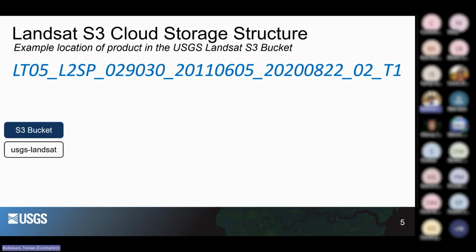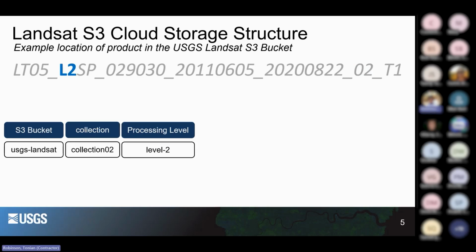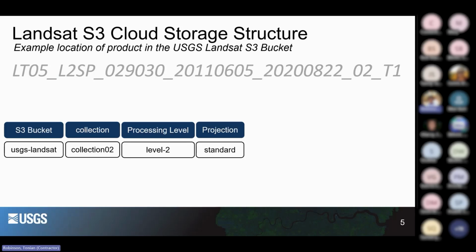Where is it stored? First, it's stored in the S3 bucket, the USGS Landsat S3 bucket. And this is a surface reflectance data product, by the way. It's stored under its collection number, which is 2, and that's highlighted in the name. It's then stored in its level number, which is level 2, since it's a level 2 product. It's then stored under the projection, which is a standard projection, and that's not highlighted in the name. And the standard projection in this case is the WGS 84 UTM projection.